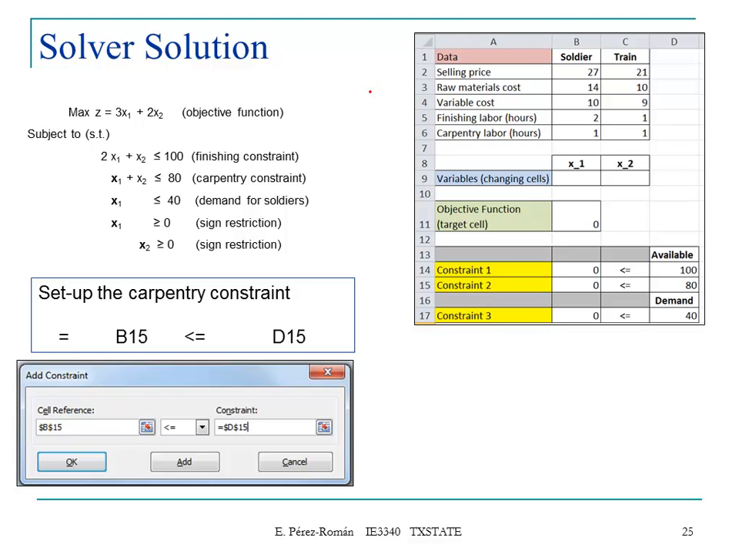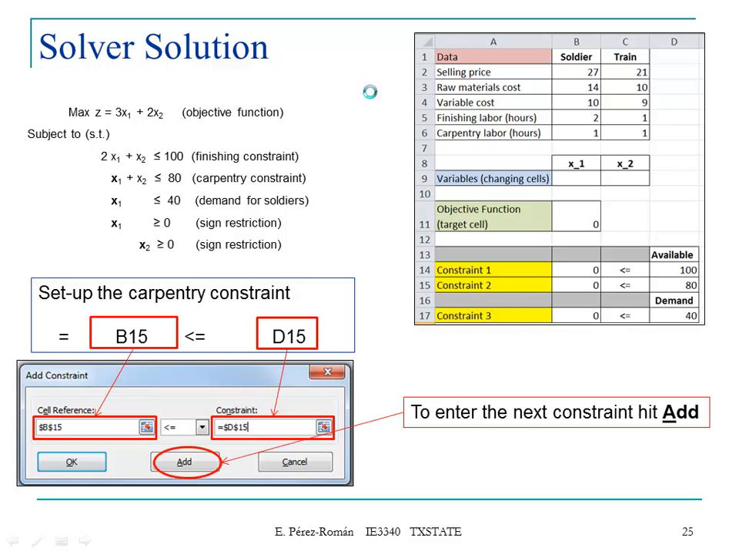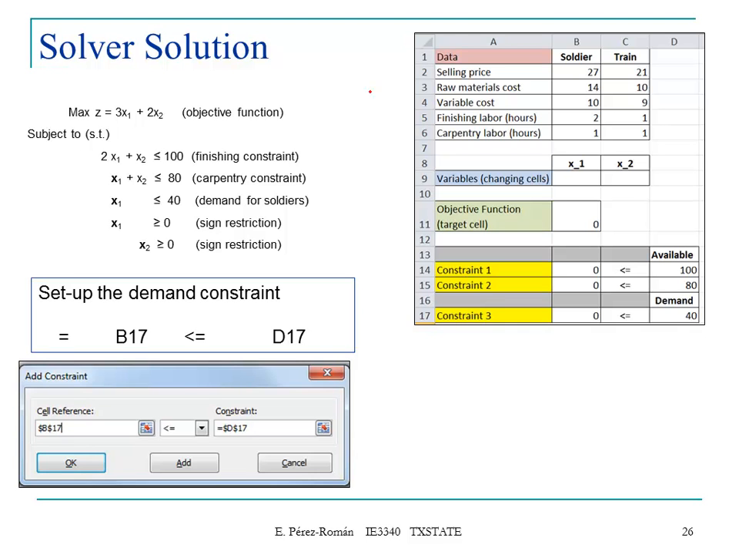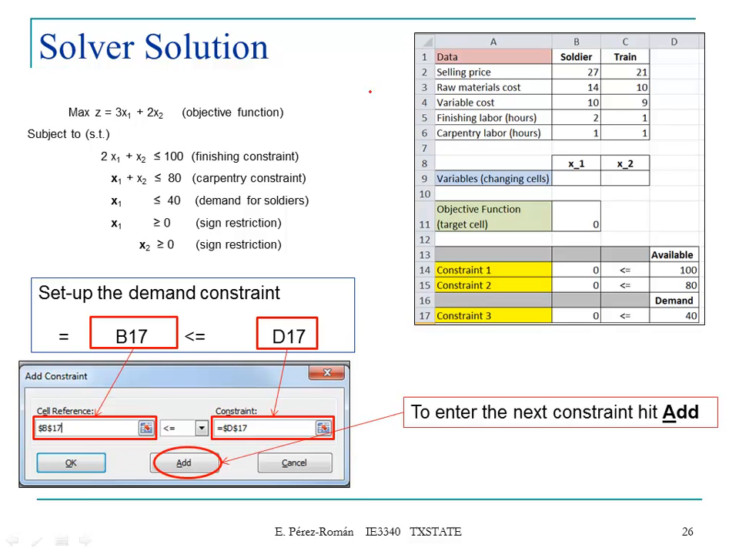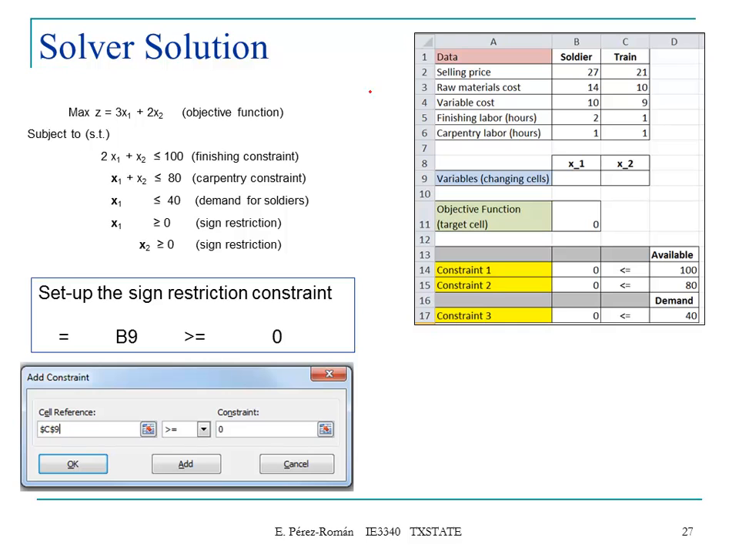You'll do the same thing. You will go here. You'll find the cell corresponding to the left-hand side for the constraint and the cell corresponding to the right-hand side, and click add again because you have one more constraint to add, which is the last one. So again, same process. Click add.